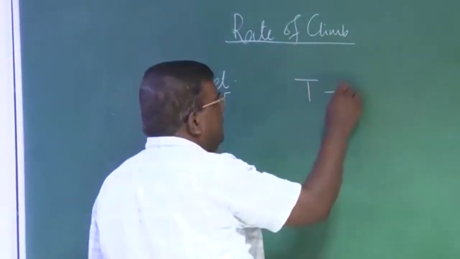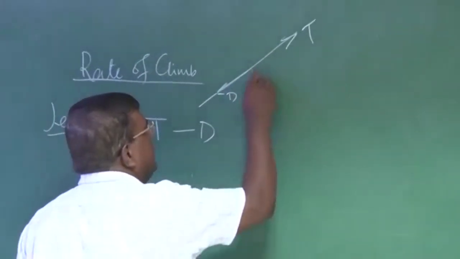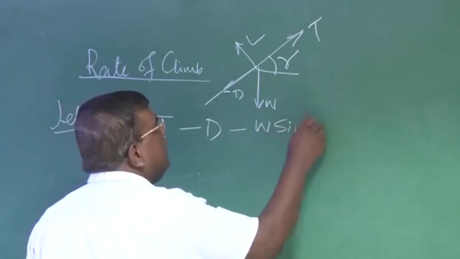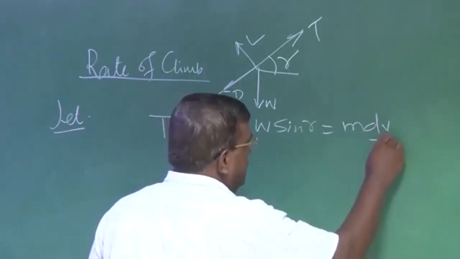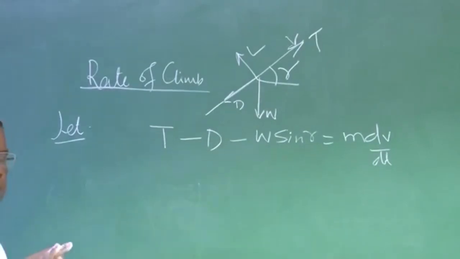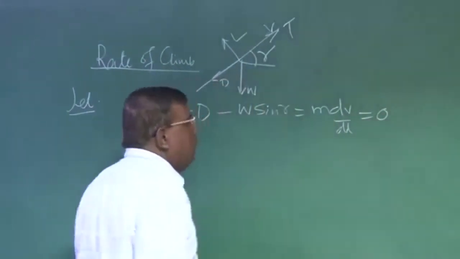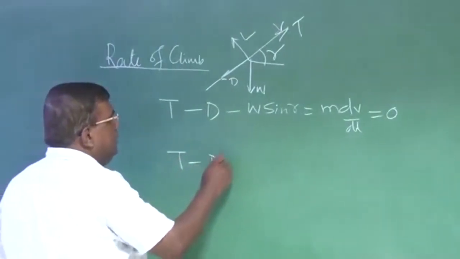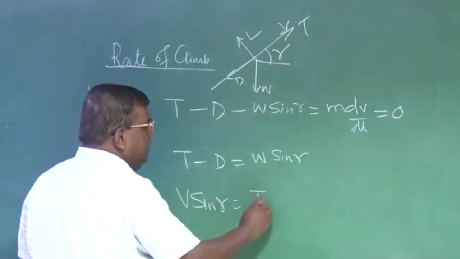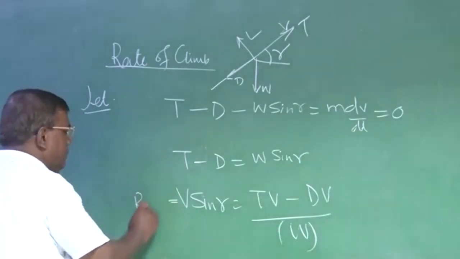Rate of climb, when you say it, if you write this equation, if this man is going like this, this is drag, you are all familiar with this sort of expression, this is flight path angle and this is lift. So, I write T minus D minus W sine gamma is equal to m dV by dt. This is the acceleration along V direction and these are the active forces, right? And I am saying, simplified, I am going for a steady climb, that is with constant speed, rectilinear motion, I put it 0. So, I say T minus D is equal to W sine gamma, and we know that I can write it as V sine gamma equal to TV minus DV by W. This is nothing but rate of climb.